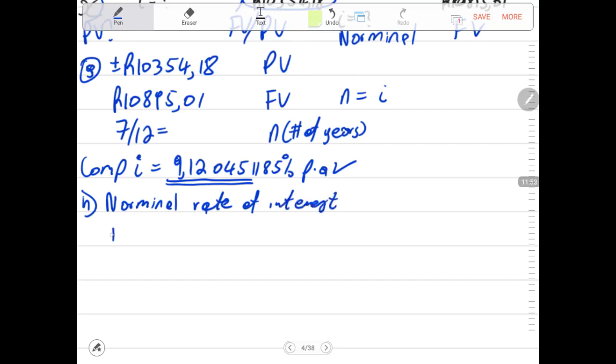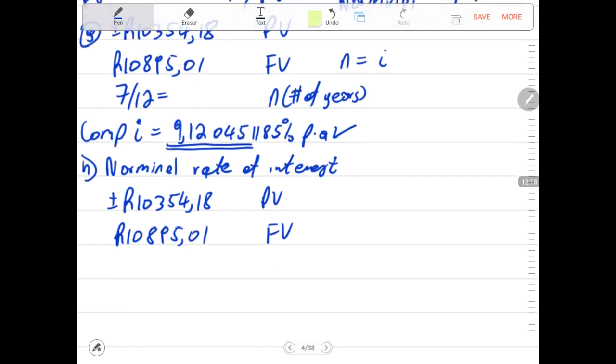Now we still say plus minus 10,310.54 and 18 cents is our present value. Our future value is 10,895 rand 1 cent. That is our future value.